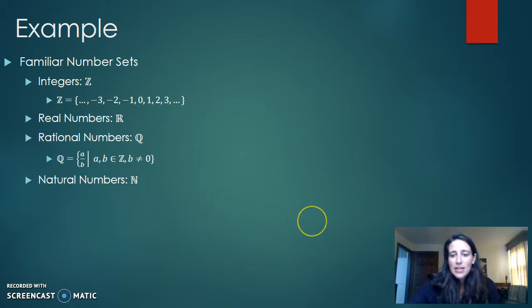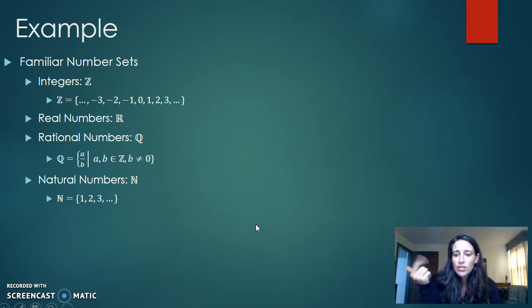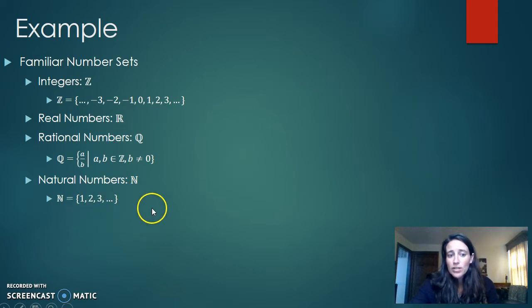And finally, we have the natural numbers. The natural numbers are your counting numbers, so they do not include 0, but if you were to count on your fingers, 1, 2, 3, and so on, those are your natural numbers. They span from 1 to positive infinity.